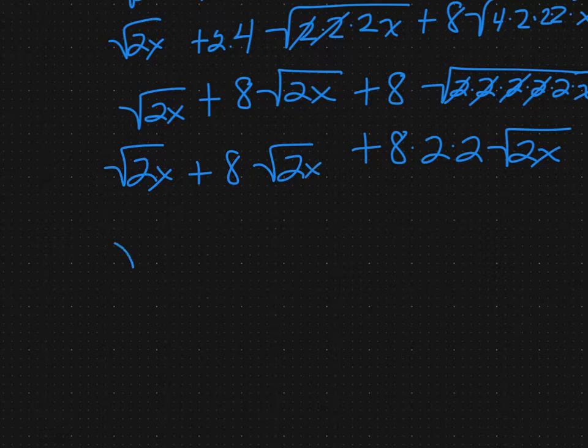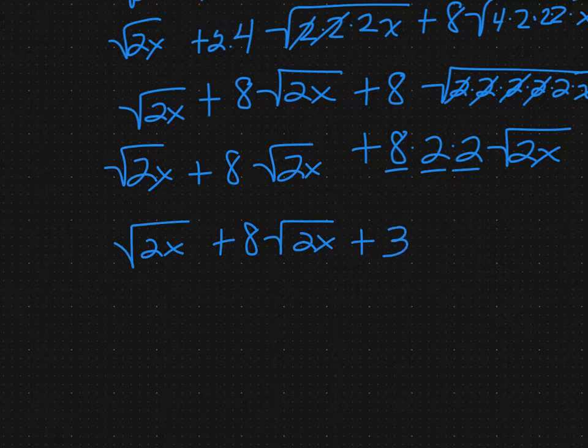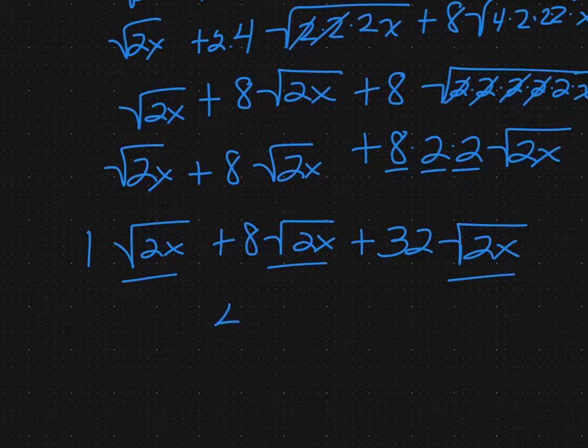So we got the square root of 2x plus 8 square root of 2x plus 8 times 2 is 16 times 2 is 32 times the square root of 2x. And now those three radicals are like because they're all square root of 2x's. So we can add the coefficients now. Don't forget that we have a 1 out here. So 1 and 8 is 9 and 32 is 41 times the square root of 2x.